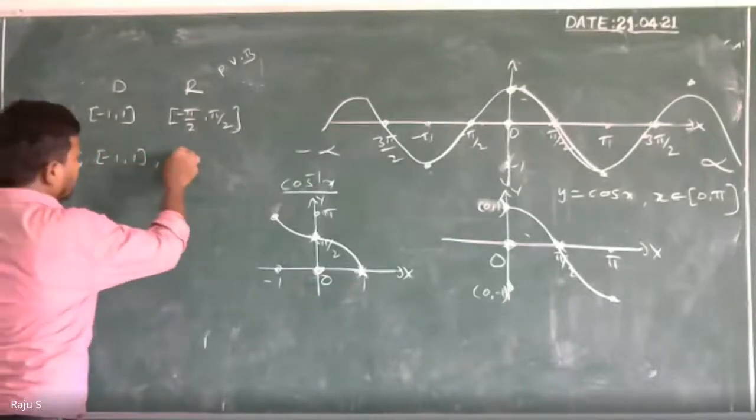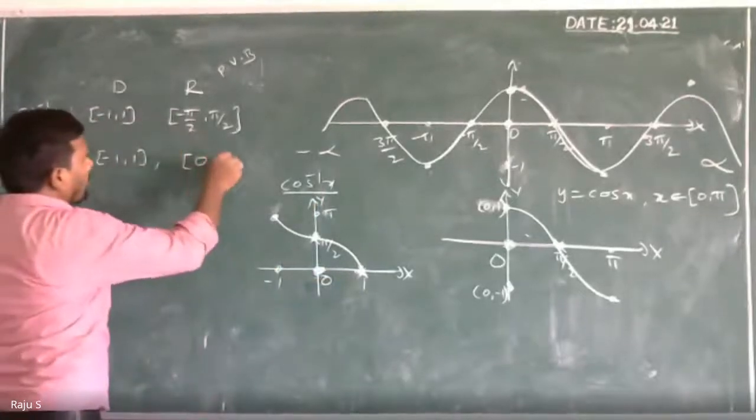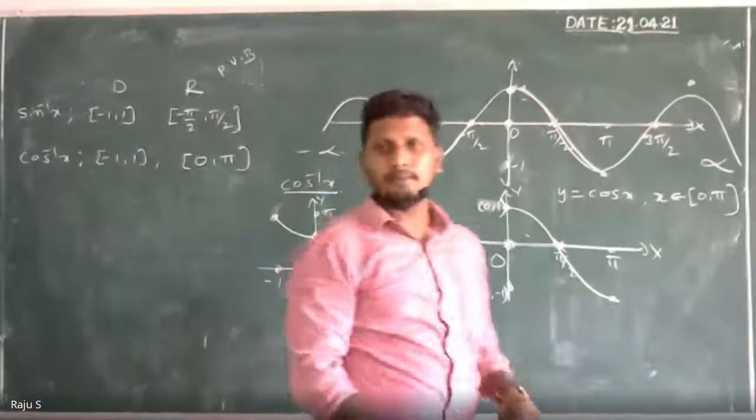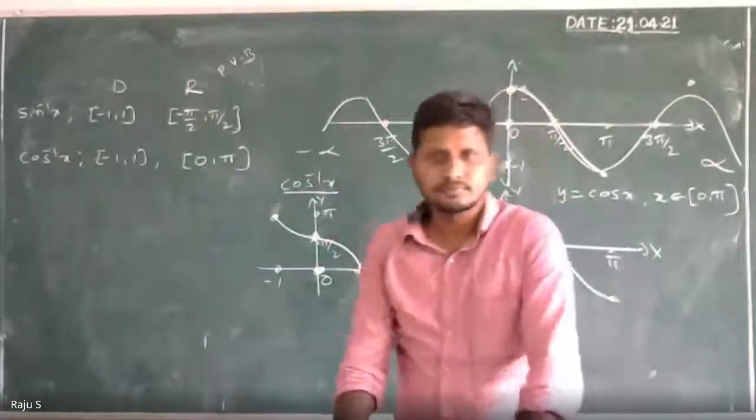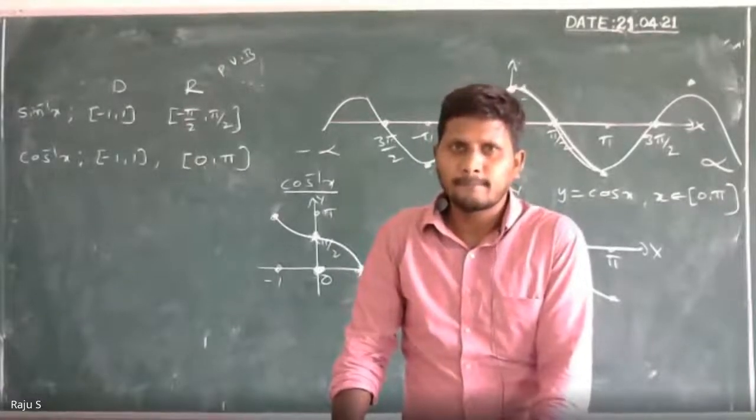So what is the range? Range means y values, 0 to 180. Here, what is the principal value branch of cos inverse? 0 comma pi. Okay, 0 comma pi.